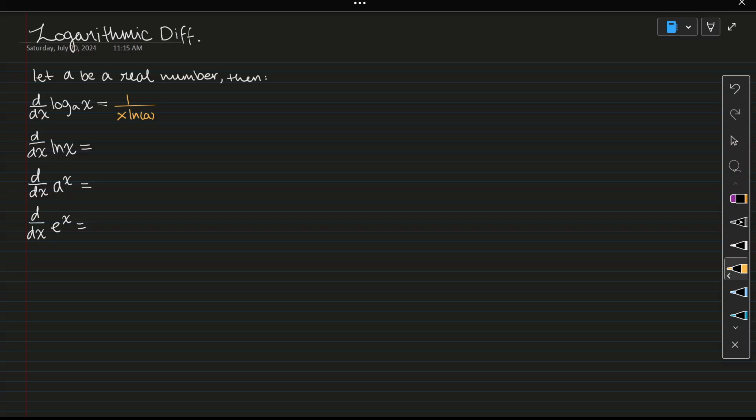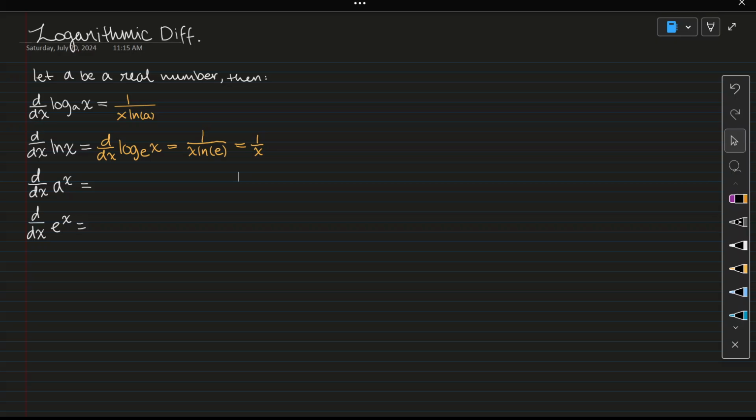And so that means that the derivative of ln x, remember that ln x is just log base e of x. So applying the rule above, I have 1 over x ln e. But ln e is just 1, so that tells me that my derivative of ln x is just 1 over x.